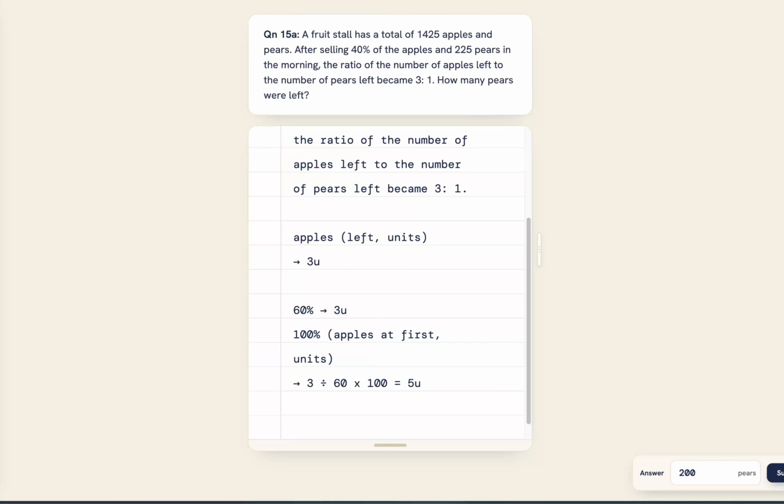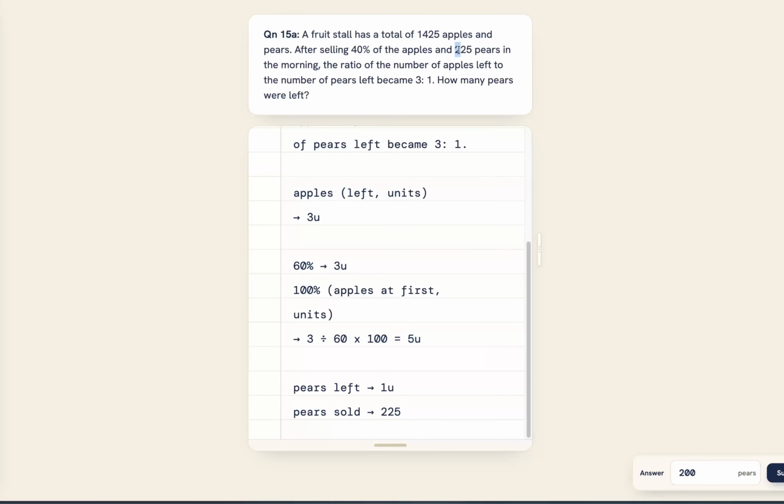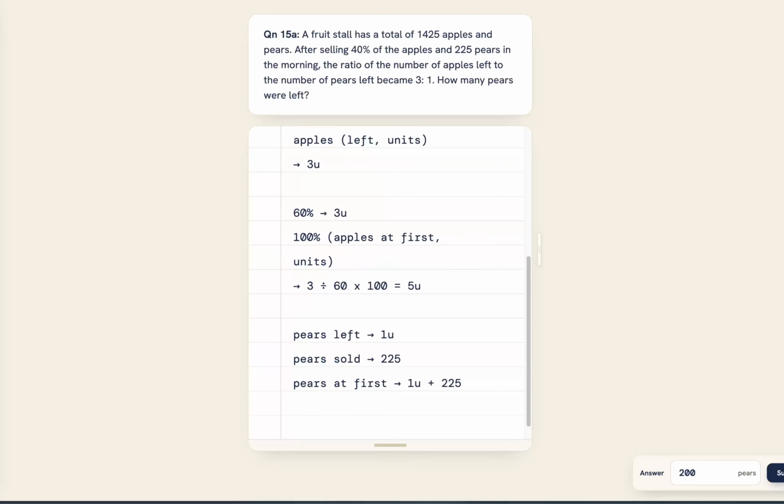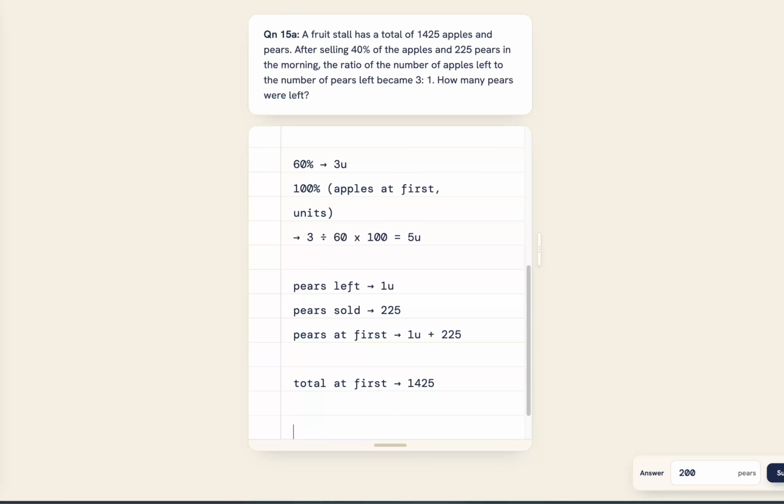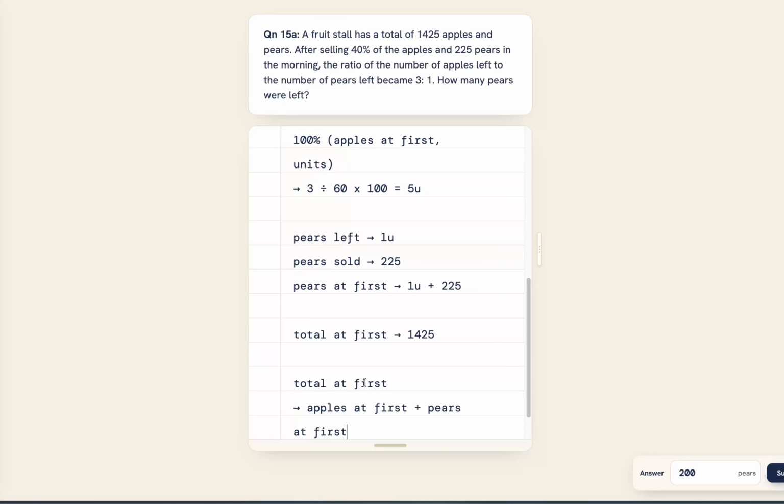Also from the question, it says pears left is 1 unit and pears sold is 225 in the morning. So that means pears at first would be equal to 1 unit plus 225. We also know that the total at first is 1,425 apples and pears. We also know that total at first will be equal to apples at first plus pears at first.